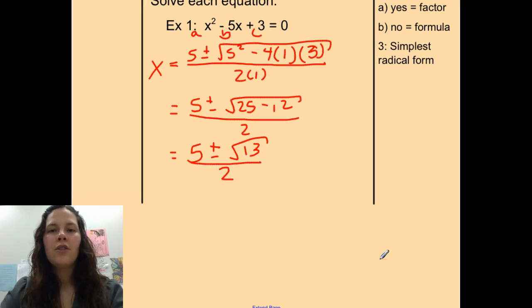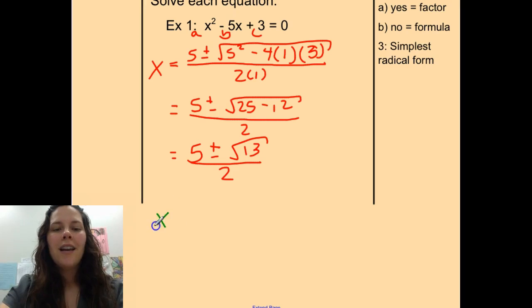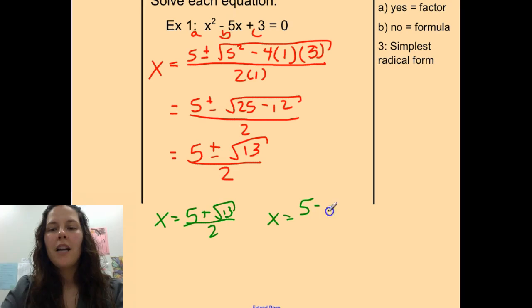The last thing you'll do is check that value under the radical. We did learn how to simplify radicals. We will be putting our answers in simplest radical form. 13 does not have a perfect square factor, so this one is simplified. As a reminder, our two answers are x equals 5 plus the square root of 13 all over 2, and x equals 5 minus the square root of 13 all over 2. We just like to simplify those two together by using the plus or minus sign.